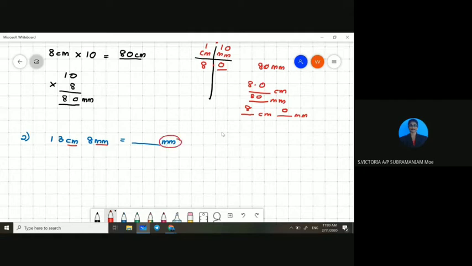So you don't touch this 8 first. This 8 is already in millimeter. So we will only convert 13 centimeter to millimeter. Then we will add this 8 millimeter with the answer we get from the centimeter. So first we need to convert from centimeter to millimeter.